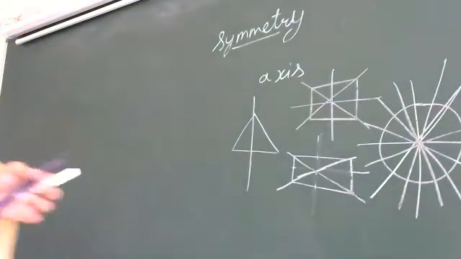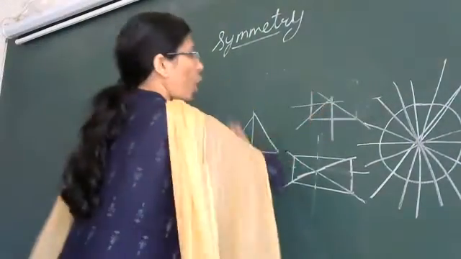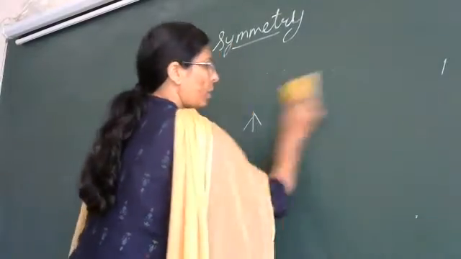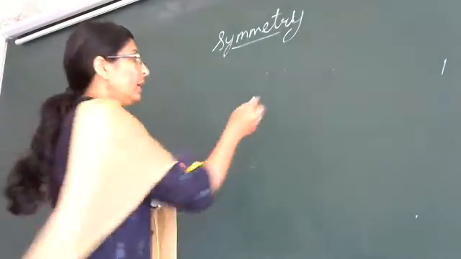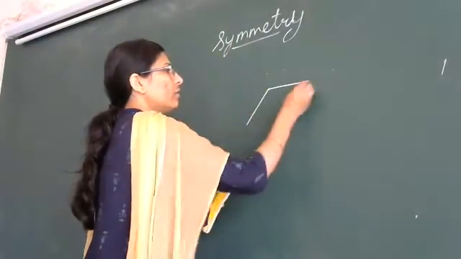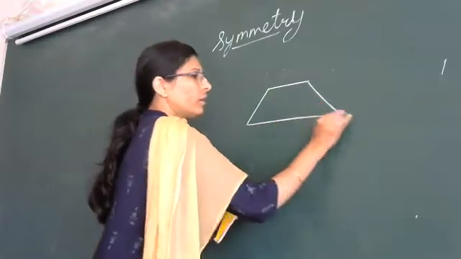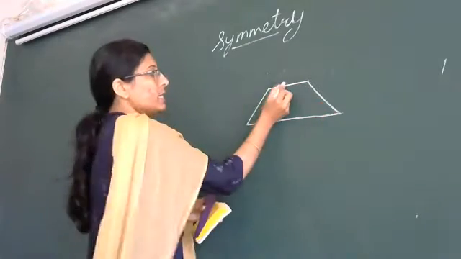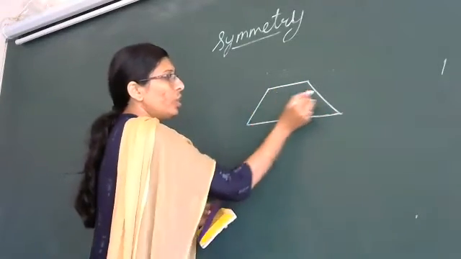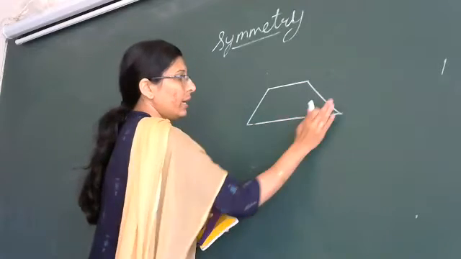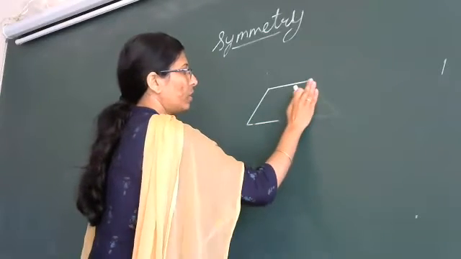4. Okay. So if any figure is given, not only square or rectangle, it can be a pentagon, 5 sides. 1, 2, 3, 4. Again one more. Wait, I will draw a pentagon.